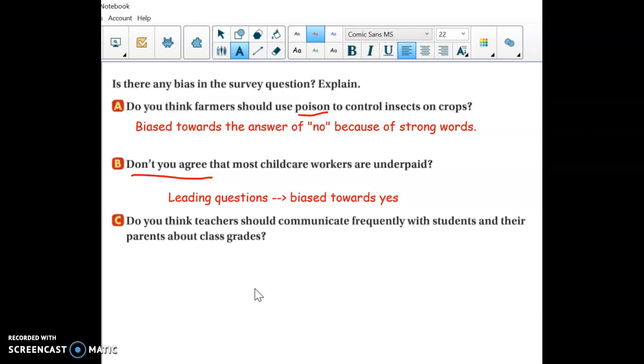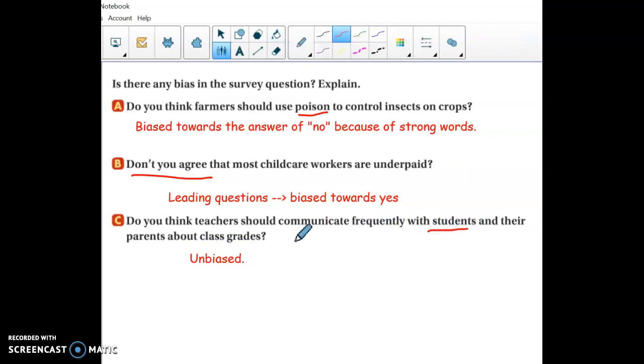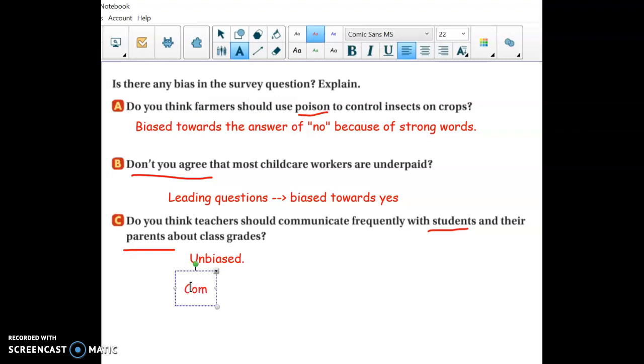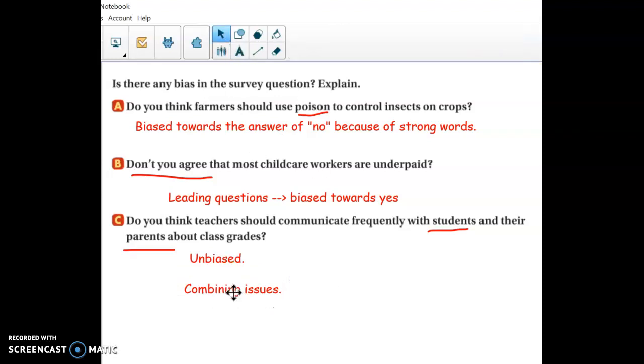Do you think teachers should communicate frequently with students and their parents about class grades? So that one's not too bad. Yeah, I mean, you could say it's unbiased. If you went unbiased on this, I guess that would be reasonable to me. I guess you could argue that it's combining issues because you're communicating with students and parents. So maybe you think they should communicate frequently with students, but not necessarily parents. So that could be a problem, it could be combining issues. On the test, honestly, if you want to argue one way or the other, I think you can have multiple right answers to some of these. So I will take it as long as you have a reasonable defense of your position.